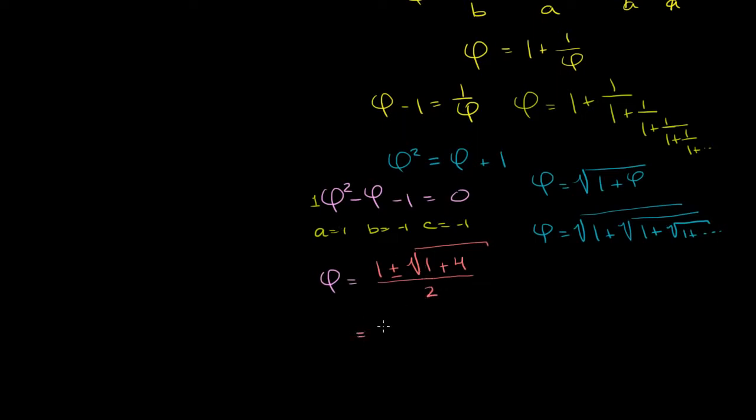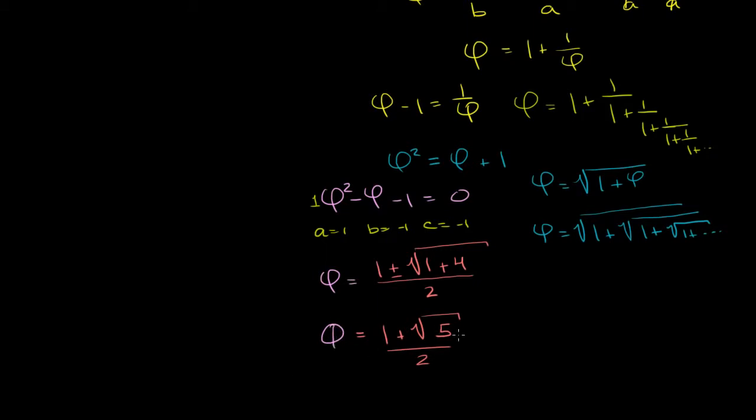So phi is equal to 1. And once again, we only care about the positive solution here. This is going to be the square root of 5. If you have 1 minus the square root of 5, you're going to get a negative in the numerator. So we only care about the positive solution. 1 plus the square root of 5 over 2. So this seems like a pretty interesting number.